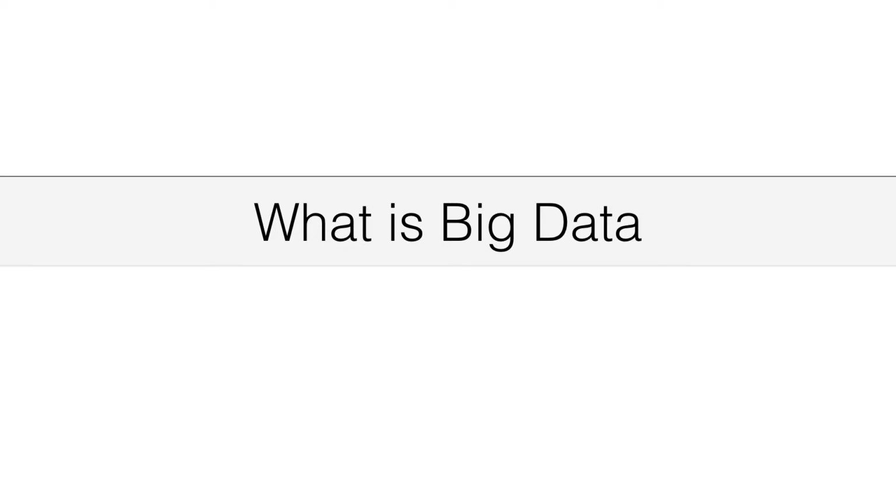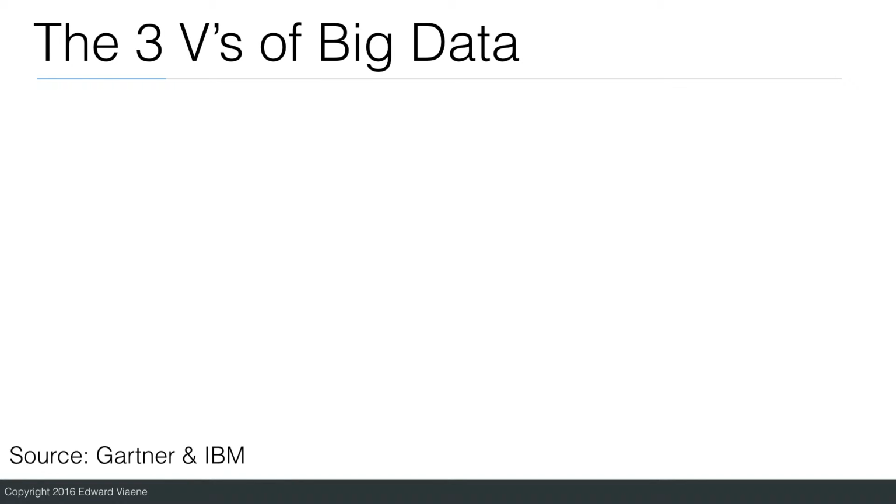Let's start with the answer to the question, what is big data? There has been a lot written about what big data exactly is. One of the most cited explanations of big data is the 3 V's of big data. It was Gartner who first wrote about this in 2001.